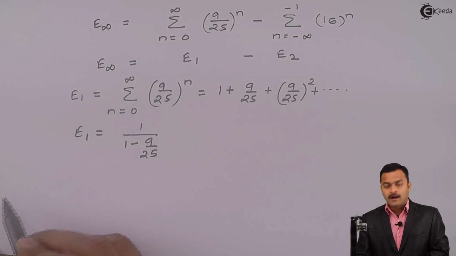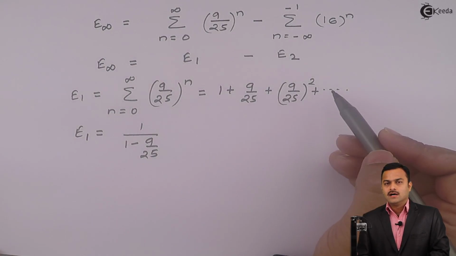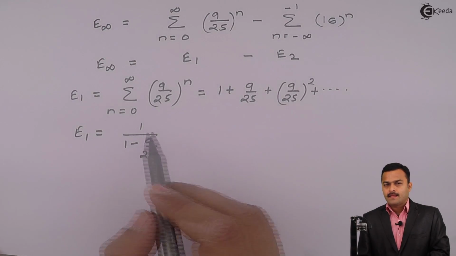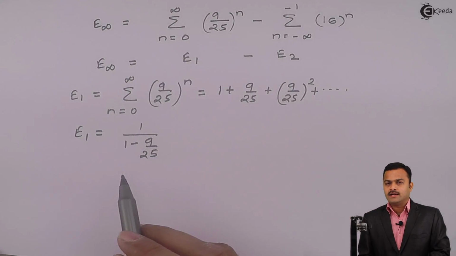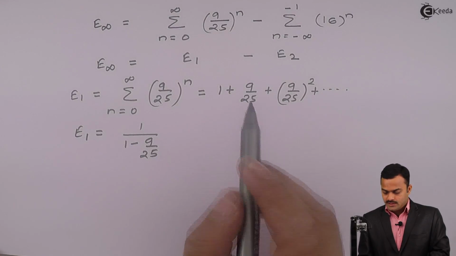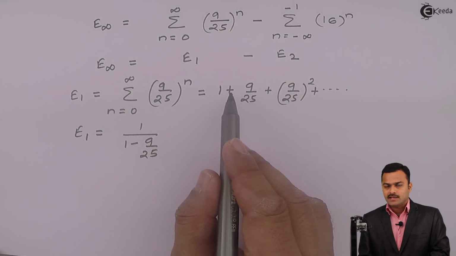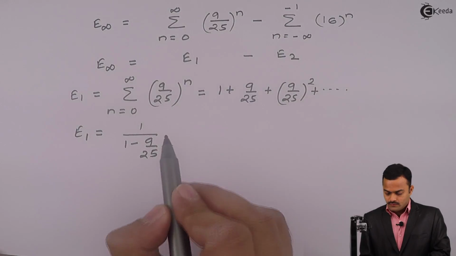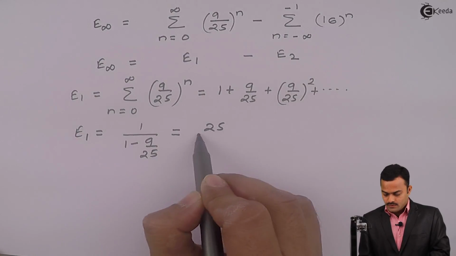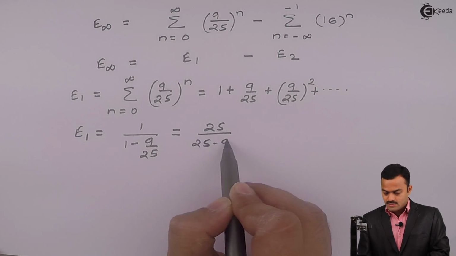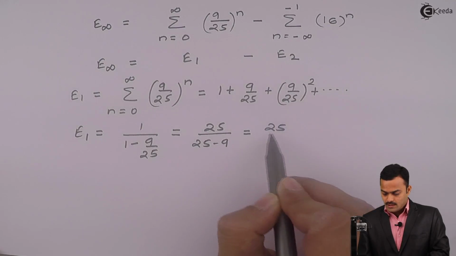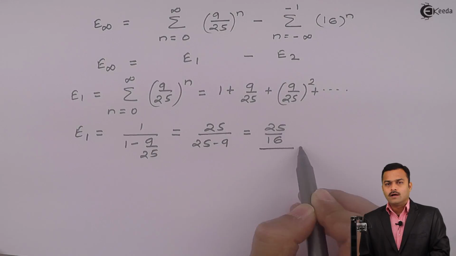It is the sum of terms in geometric progression, given by 1 upon 1 minus r, where r is the ratio of two subsequent terms. Over here the ratio of two subsequent terms is 9/25. So finally I will get 25 upon 25 minus 9, which is 16. So I will get the answer 25/16 as energy 1.